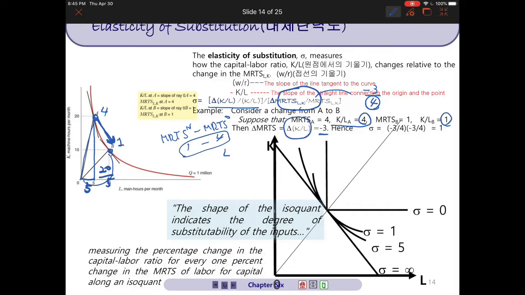So starting from 4, right? It reaches 1. So minus 1 once again. So this one will be -3. This one is -3. And for this one is 4.